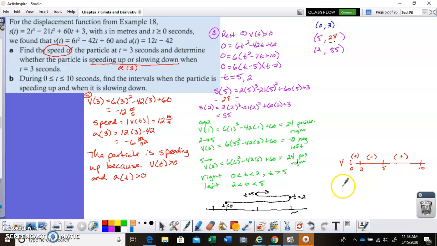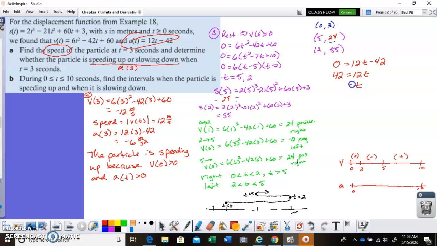But what we need to do is compare that to a sign diagram for acceleration as well. We don't know these numbers in between yet because we haven't figured out when acceleration equals 0. So that's what we're going to work on right now. I'm going to take that acceleration function from up here and set acceleration equals 0, so that's 12t minus 42, so 42 equals 12t.